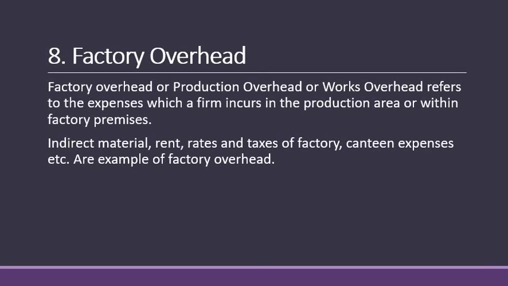Let's see first the factory overhead. Factory overhead or production overhead or work overhead refers to the expenses which a firm incurs in the production area or within factory premises. Indirect material, rent, rates and taxes of factory, canteen expenses, etc. are examples of factory overheads. Meaning all the expenses which are related to the factory. These are factory overheads.